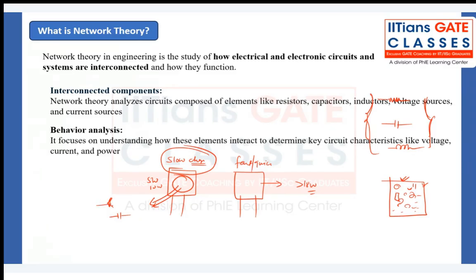But in order to change the value of the resistor and capacitor, they must know what the resistor does and what the capacitor does. Basically, they want to know the characteristics of the network element. Once they know the characteristics of the network element, then based on the customer requirement, they can customize the charger to give fast charging, right?